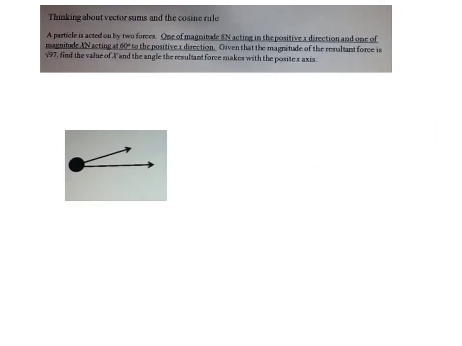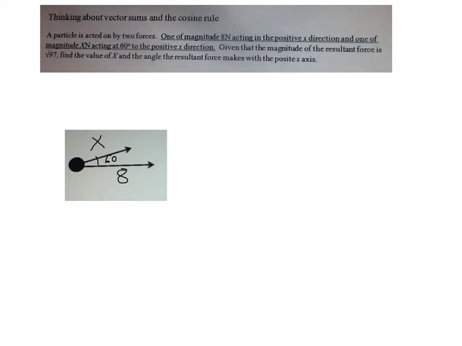So now we've got a force of magnitude 8 newtons and another one at an angle of 60 degrees. I haven't drawn that very well, never mind. 60 degrees, but we don't know how big it is. But it does tell us that the magnitude of the resultant force is root 97.